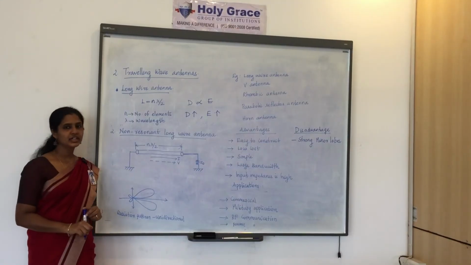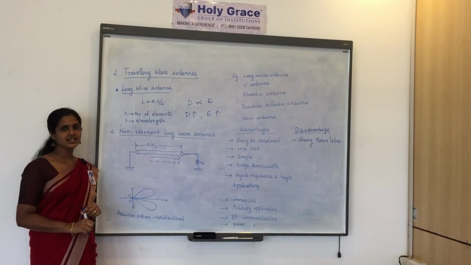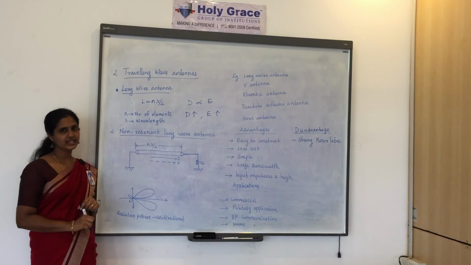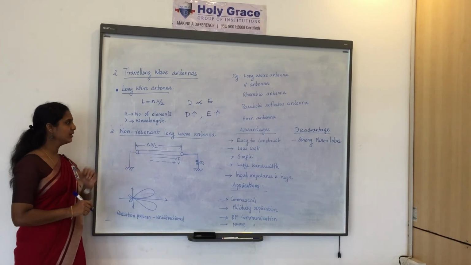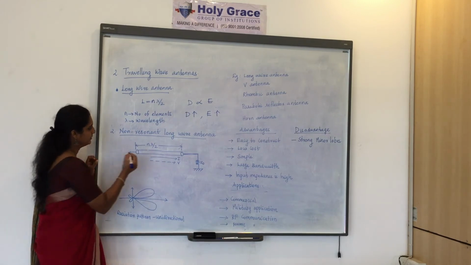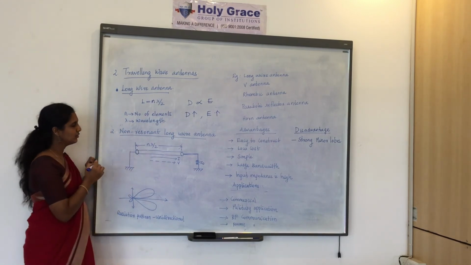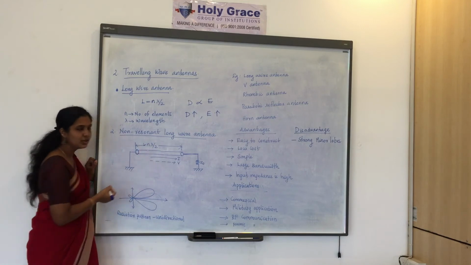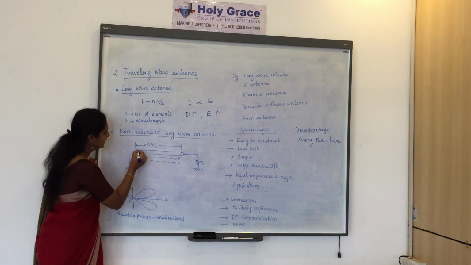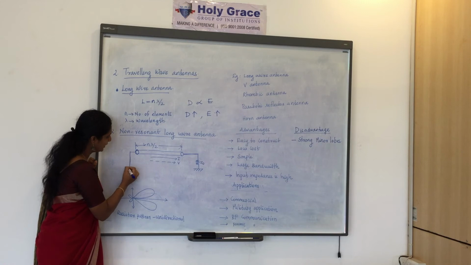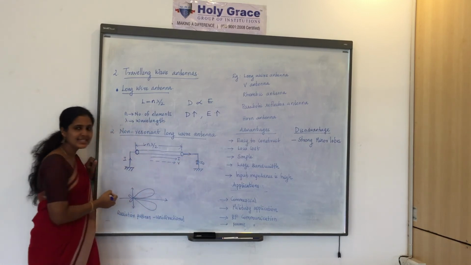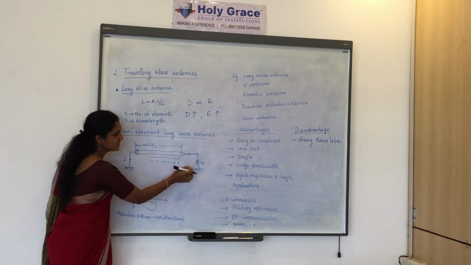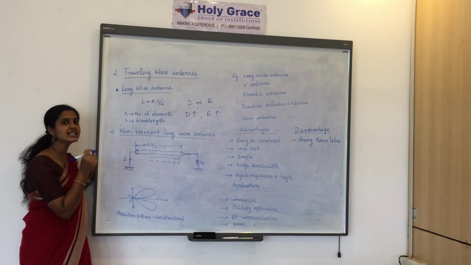The next antenna we are discussing is the non-resonant long wire antenna. In the non-resonant long wire antenna, the length of the antenna is n into lambda by 2, and we have mounted the two ends. At the input end we have given the current I. The output end is terminated with a resistance. That is the difference from the resonant antenna.